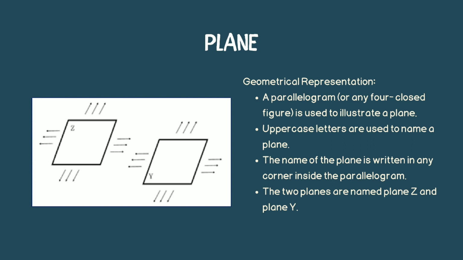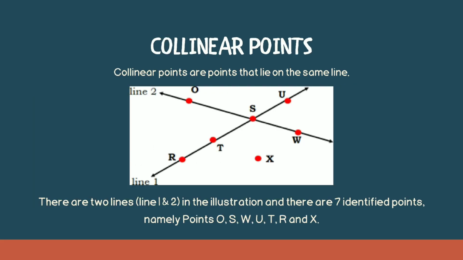So in geometry, we have a term called collinear points. Collinear points are points that lie on the same line. On the illustration, there are 2 lines, namely line 1 and 2. And there are 7 identified points, which are points O, S, W, U, T, R, and X. So, on the illustration, in line 1, the collinear points are points R, T, S, U. And on line 2, the collinear points are points O, S, W.